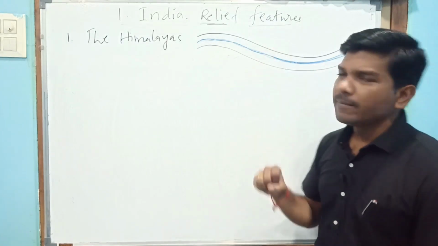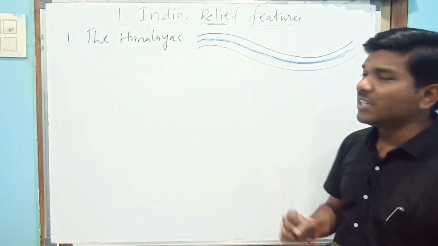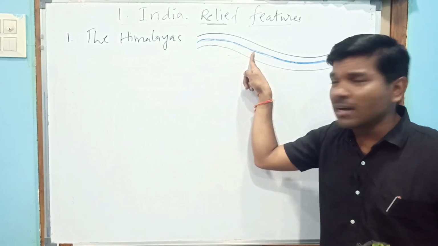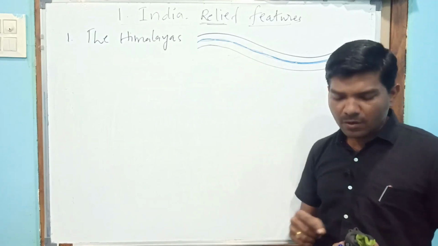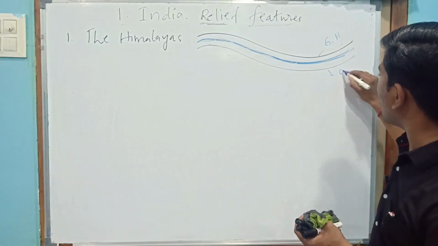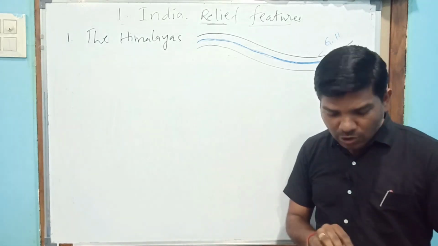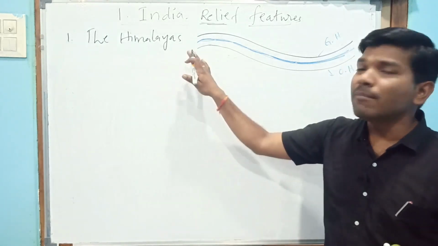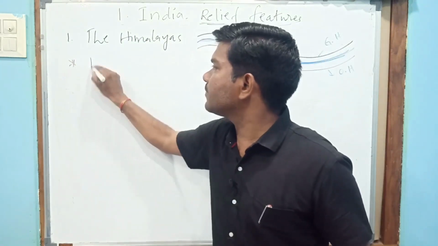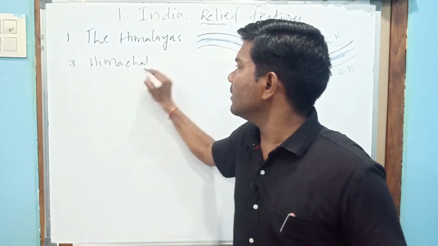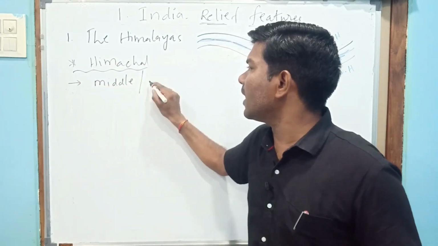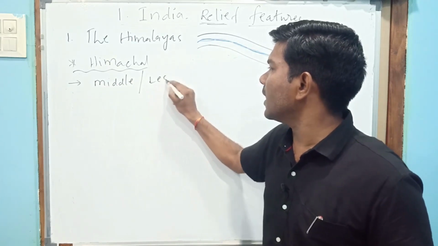Once you see, whenever you observe these three lines, you understand that the lesser Himalaya or middle Himalaya or Himachal Himalaya is between the two. What are these between? The topmost one is the greater Himalaya, this one is the outer Himalaya, and this one is the lower Himalaya. So we can write that Himachal is located in the south of the Himadri. So I want to write Himachal, also known as middle Himalaya or lesser Himalaya.